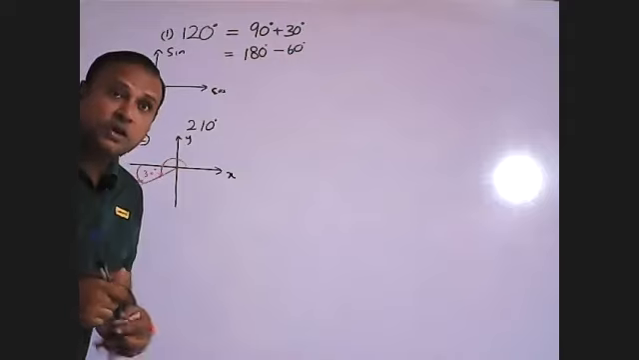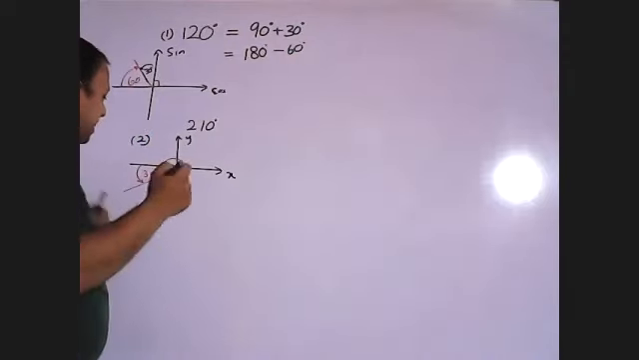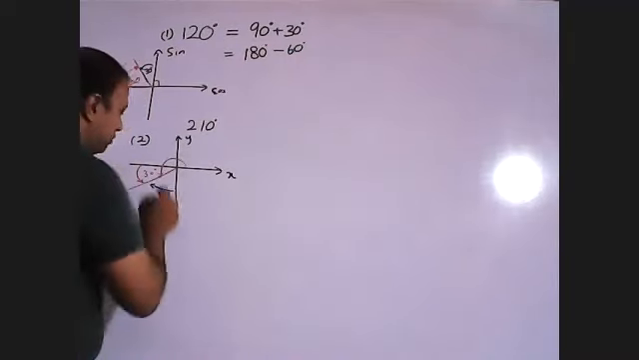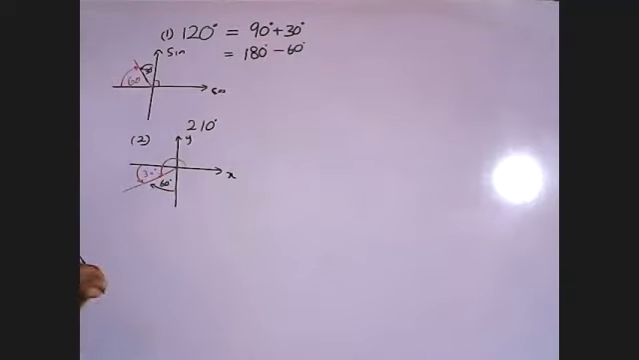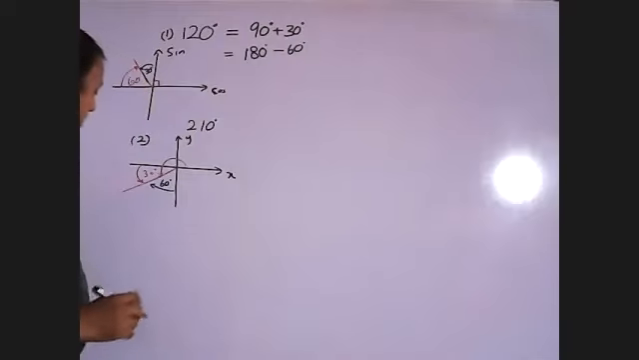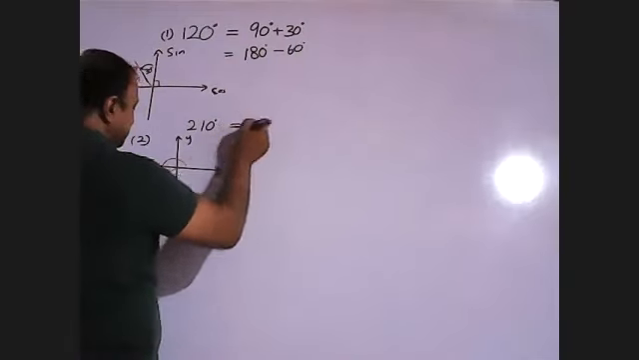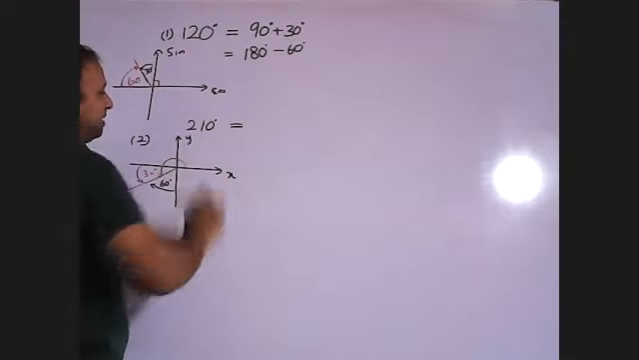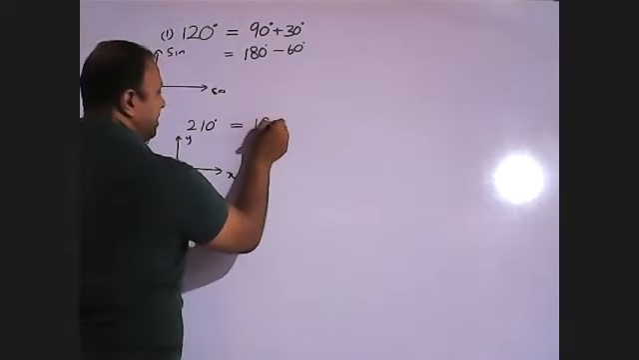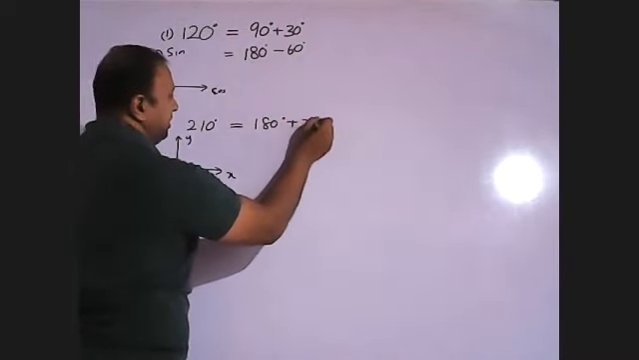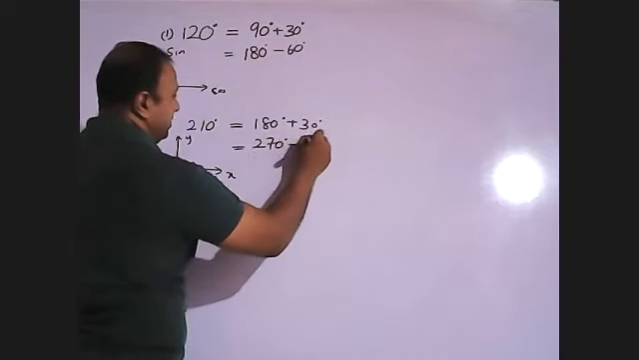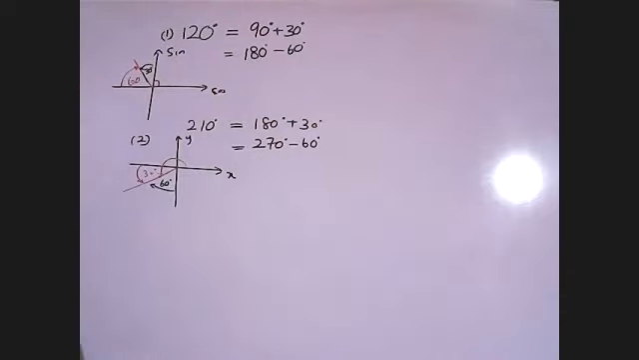Or you can represent 210 as 270 minus 60. So you can represent 210 in two ways: 180 plus 30 degree, or 270 minus 60. Okay.